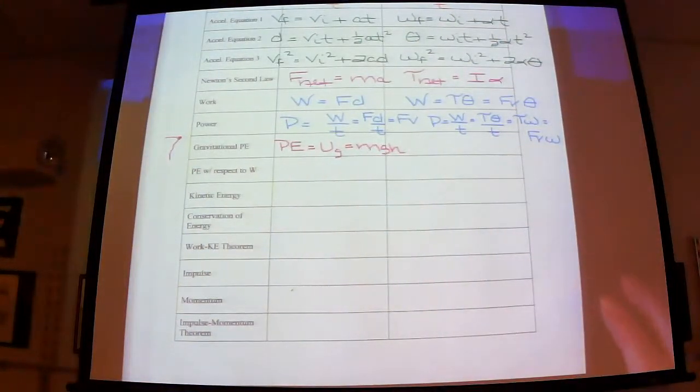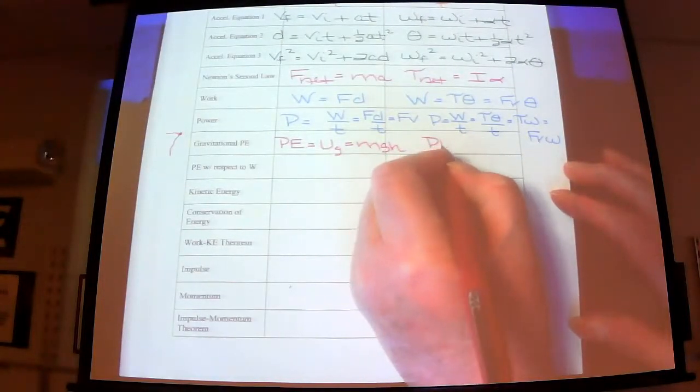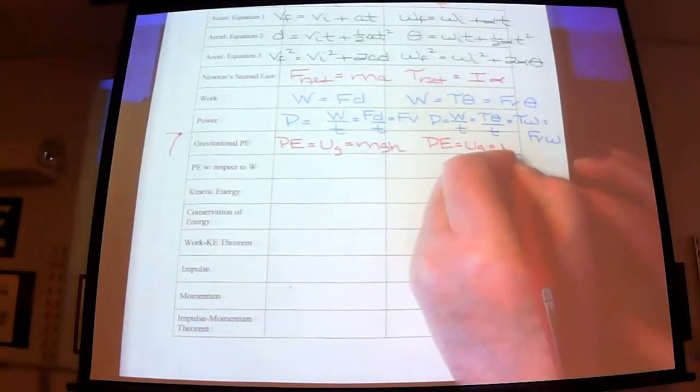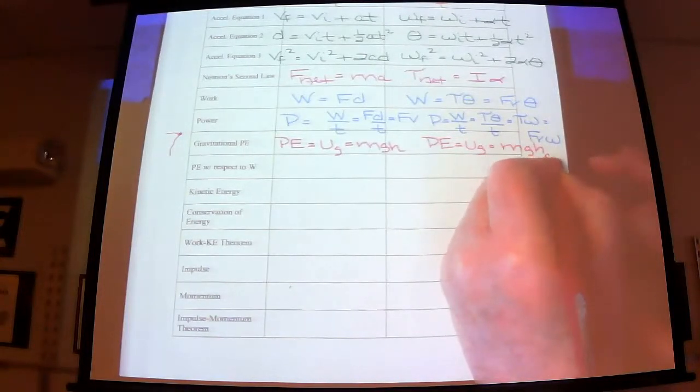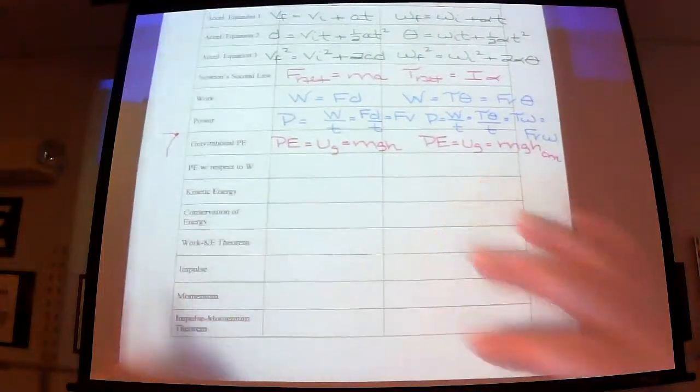We also have gravitational potential energy even if something is rotating. But I'm just going to write it differently over here. I'm going to write PE equals UG equals mgh, and I'm going to put a little CM there. Remember what CM stands for? Center of mass. All right, we're going to use that today. You'll see what that means.